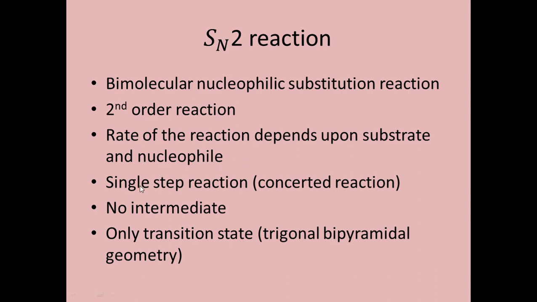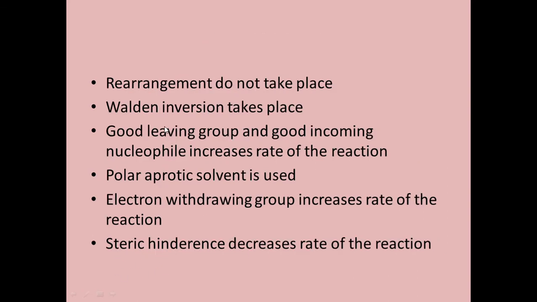Here I have written the single step reaction. We will not go through an intermediate in this reaction. We are going to get a transition state. That's the reason I have written no intermediate, only transition state, that is trigonal bipyramidal geometry. Now here rearrangement does not take place. Walden inversion will take place. In SN2 reaction, the inversion which takes place is called Walden inversion.